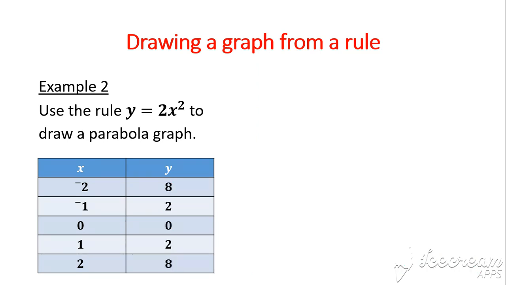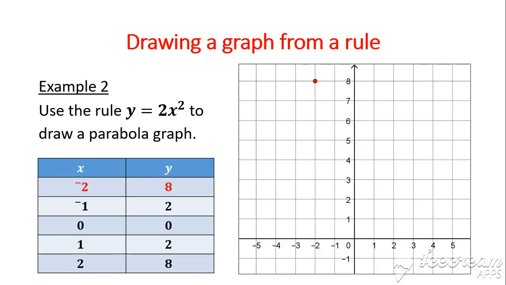So once again, let's plot our points. Here we go. -2, 8; -1, 2; 0, 0, that's the origin; 1, 2; and 2, 8. And once again, you draw a nice smooth curve, the best you can, through all the points. You'll get a parabola that looks like this.